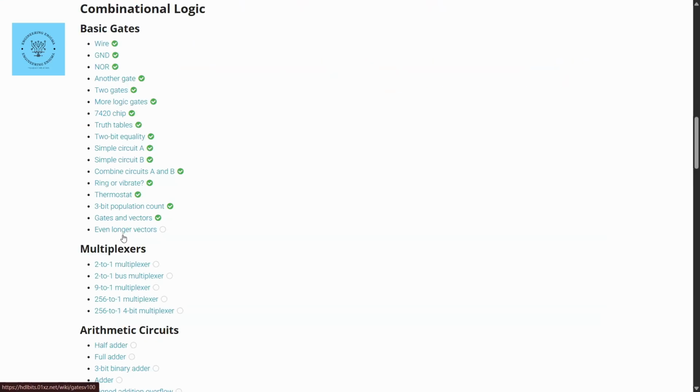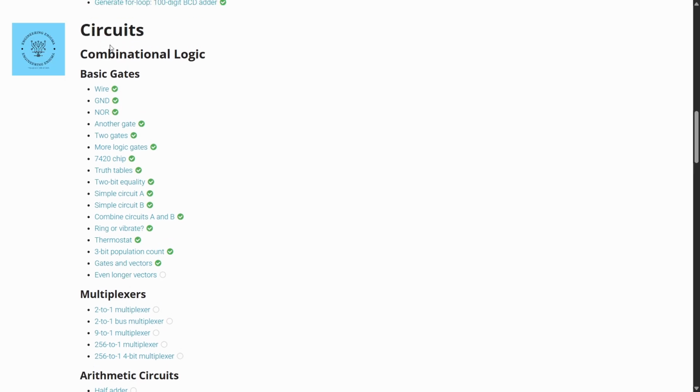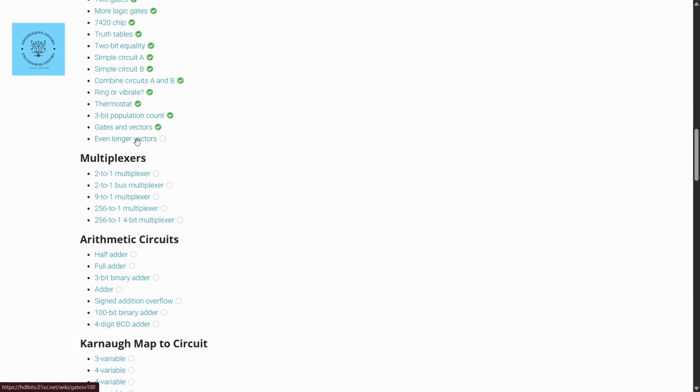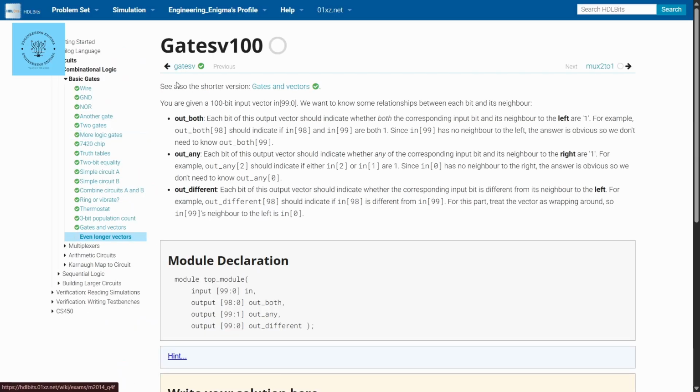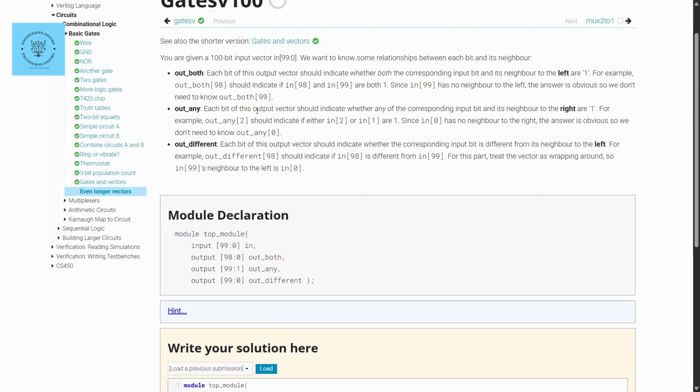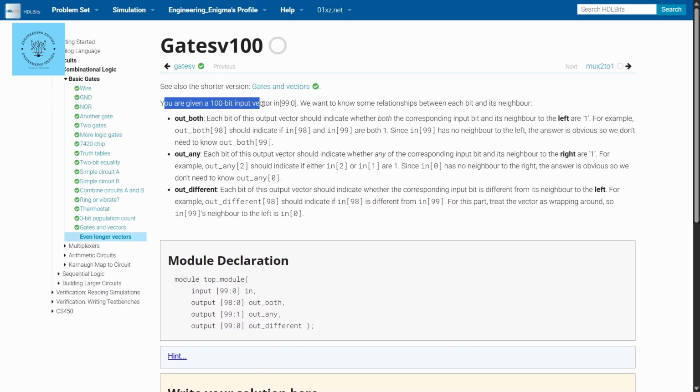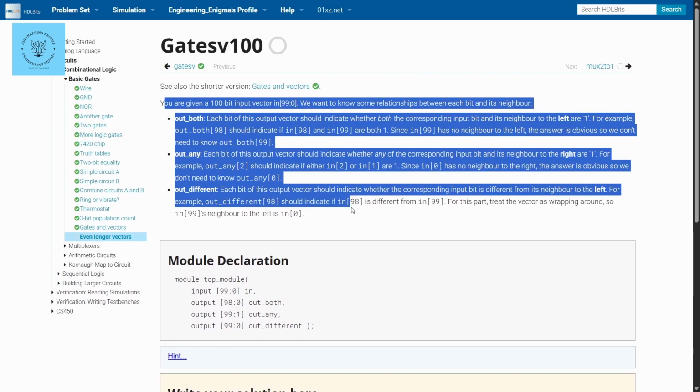So today we will be seeing about even long vectors. This is the last topic of combinational logic basic gates. As we can see, you are given a 100 bit input vector. It is the same as the last problem.